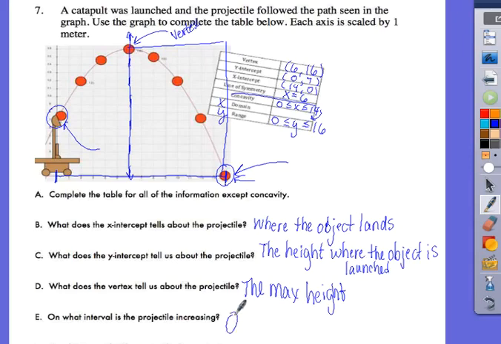Between 0 and 6. Remember the interval? We're just looking on the x-axis. Between 0 and 6 is where it's increasing. If we're just going on the x-axis, this is 0, this is 6, so between 0 and 6 is where it's increasing. That's just how you tell what the intervals are. The only time you're going to use the y-axis is if it's asking for range.